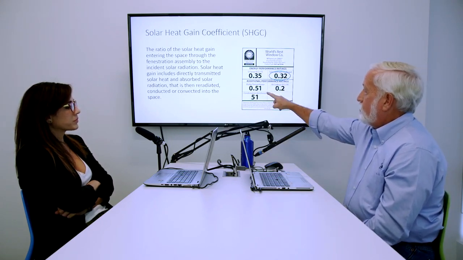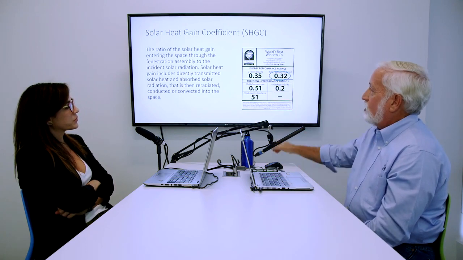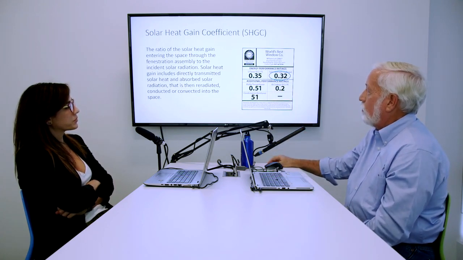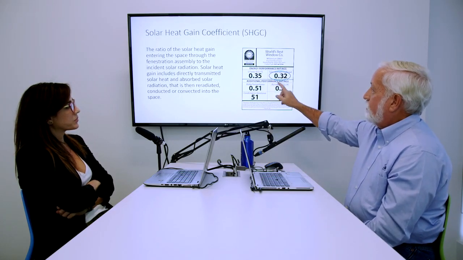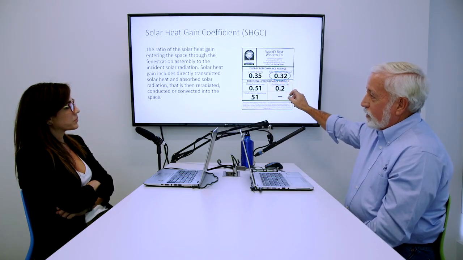When we get into visible transmittance, that is starting to apply to our commercial code, but not our residential code. So we know what the U factor is. You mentioned south-facing windows.